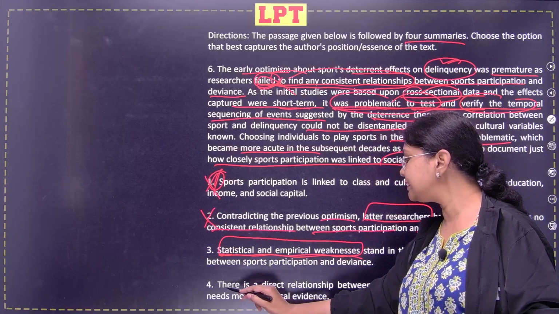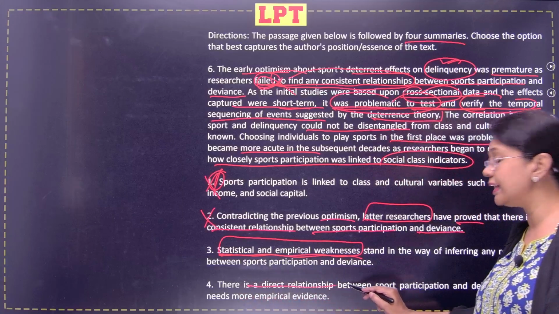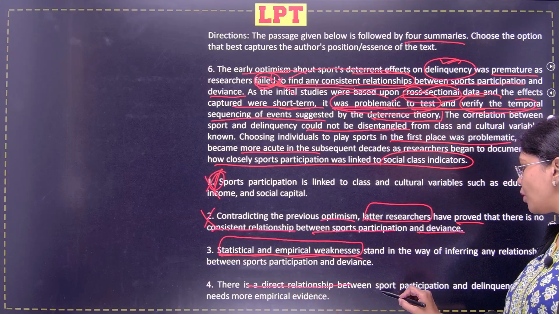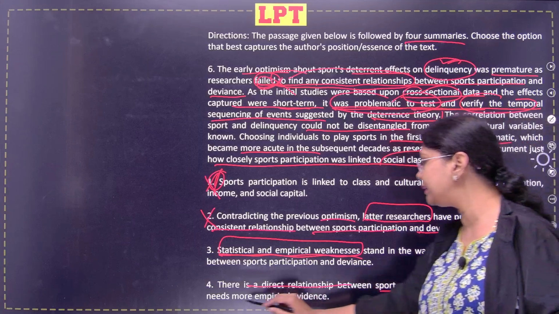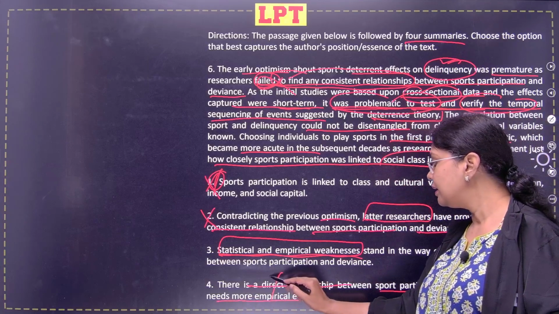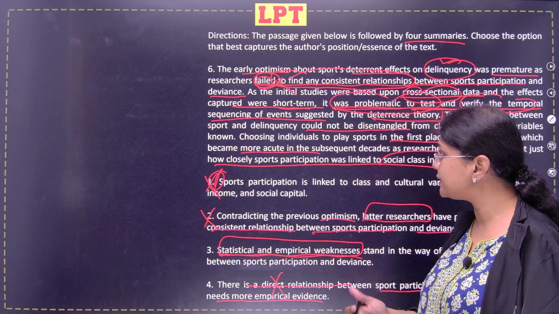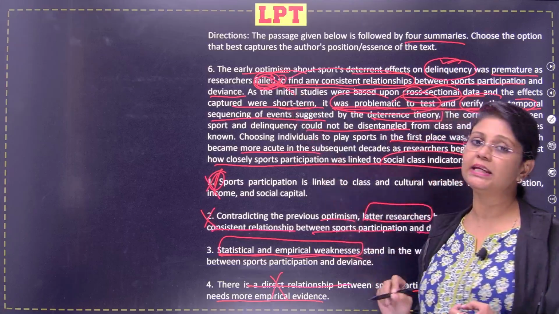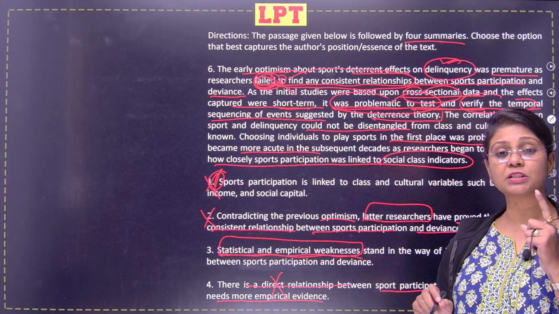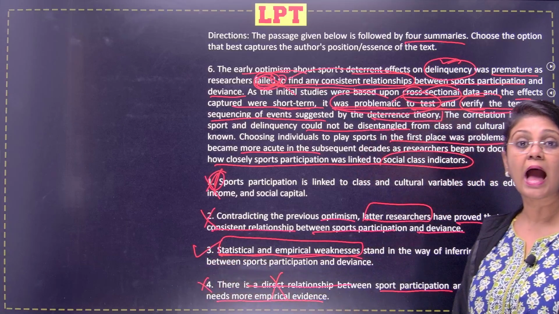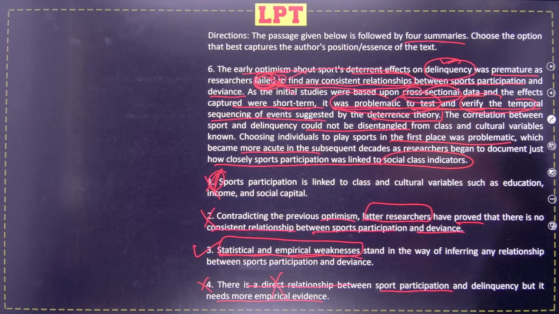Fourth says there is a direct relationship. Again, this is contradictory. It says there is a direct relationship between sports participation and delinquency, but it needs more empirical evidence. There was no relationship that could be expressed. So, failed to find any consistent relationship, and that is only supported in option number 3. So, 3 becomes the answer and the fourth one is cancelled out.